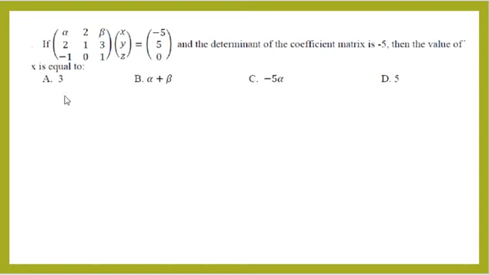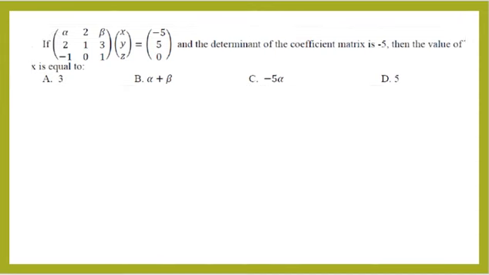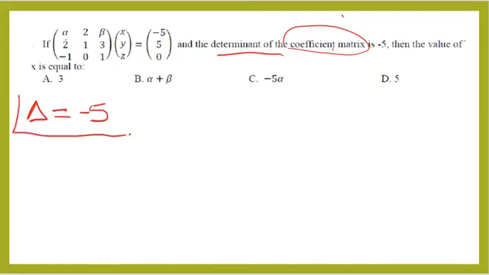Okay, the third question here. In this question, it says if the matrix with rows alpha 2 beta, 2 1 3, negative 1 0 1, times xyz equals negative 1, negative 5, 5, 0, it's given to you, and the determinant of the coefficient matrix. The coefficient matrix means, according to Cramer's rule, the delta is given to you. Delta is equal to negative 5. That is the determinant of the coefficient matrix.